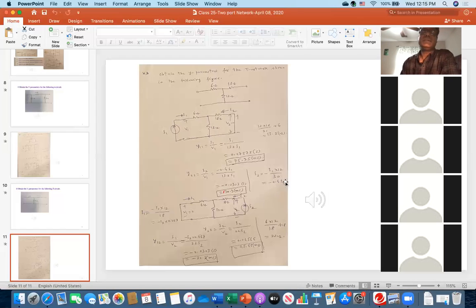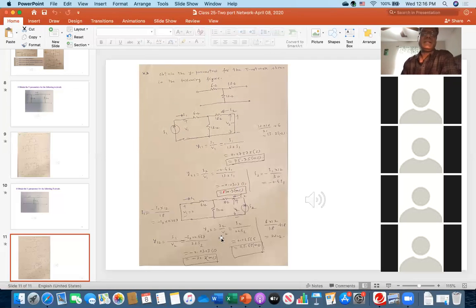And I substituted that value into the Y21 equation. Finally, I got minus 30.3 millisiemens. I mean, the previous result is in Siemens, but this I converted into millisiemens.